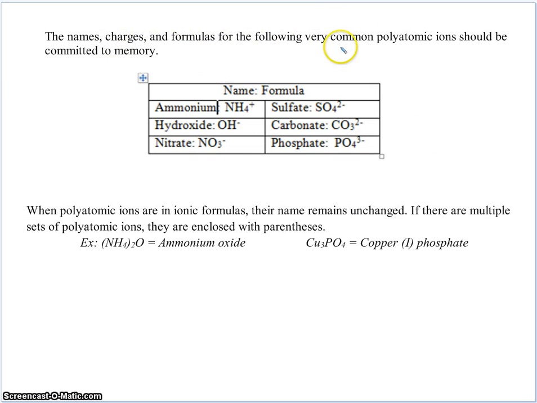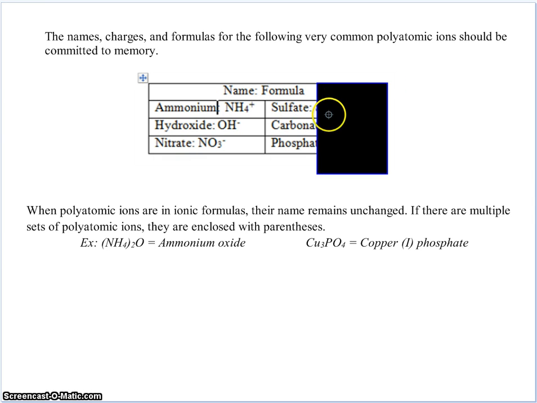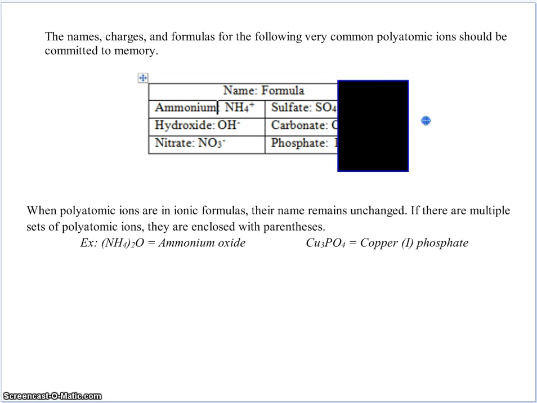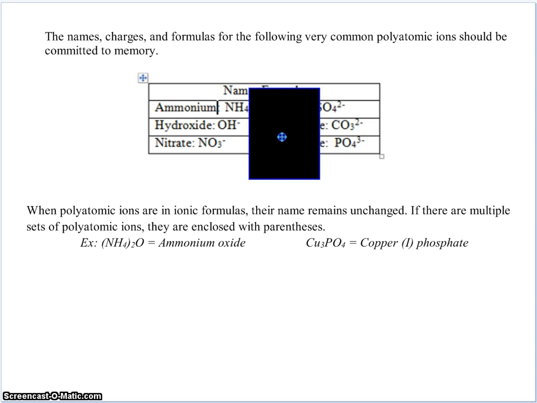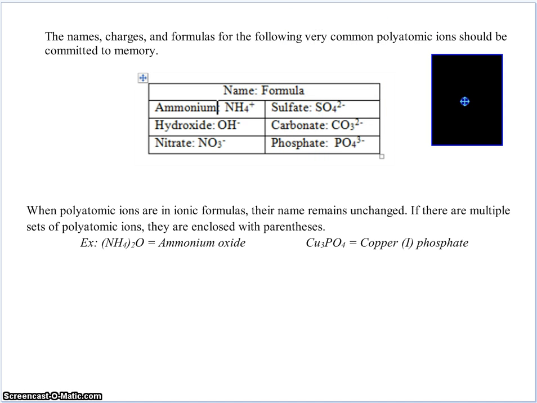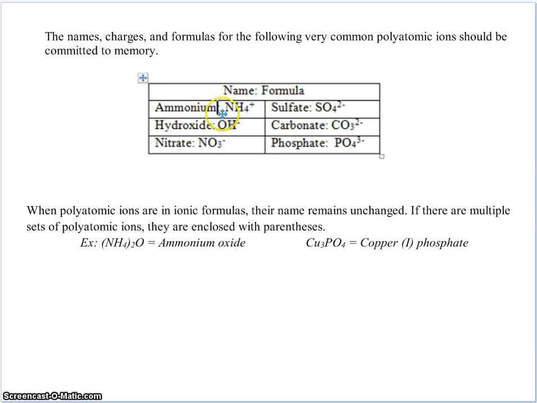The name, charge, and formulas of the following very common polyatomics should be committed to memory. Alright, so that means you should study these. So you should be like, sulfate, what is that? I don't know. Whoa, it's SO4 2 minus. CO3 2 minus, what is that? Whoa, it's carbonate. Yeah, you should do that. Gotta study. Alright, so these three.